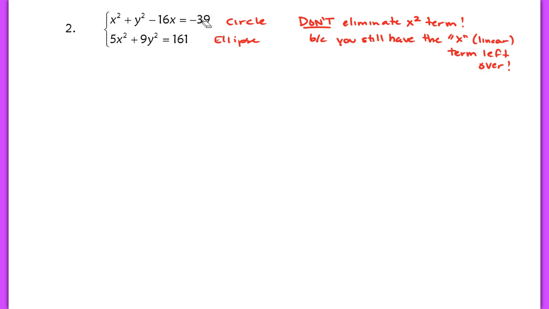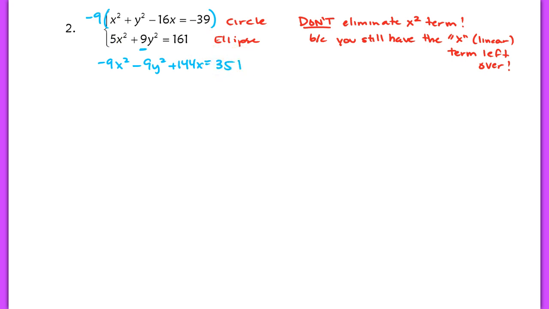Instead, you'll have to eliminate the y. So we'll multiply the top line so that we can get the same coefficient here. We'll multiply by -9. So now we have -9x squared, -9y squared, positive 144x, and -39 times 9 is 351, I think, I hope.